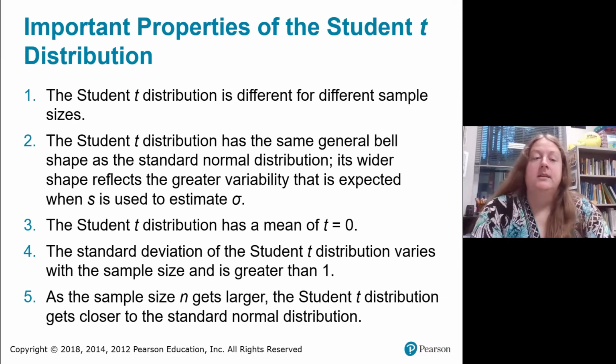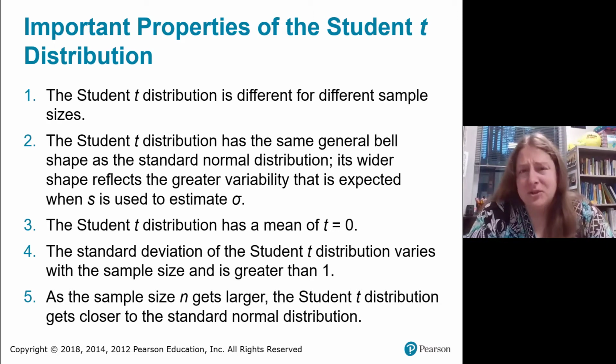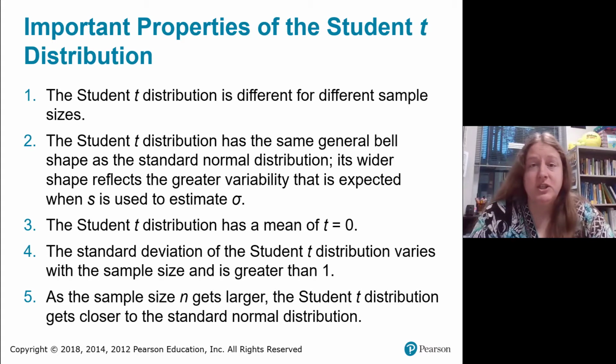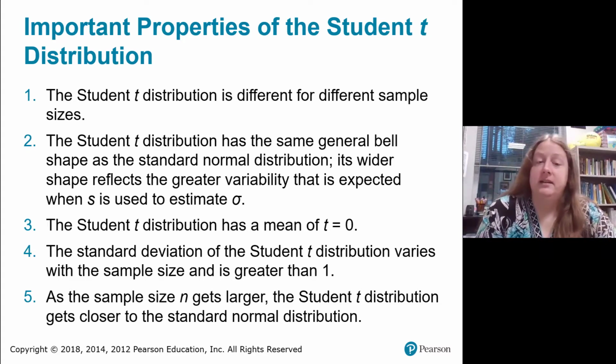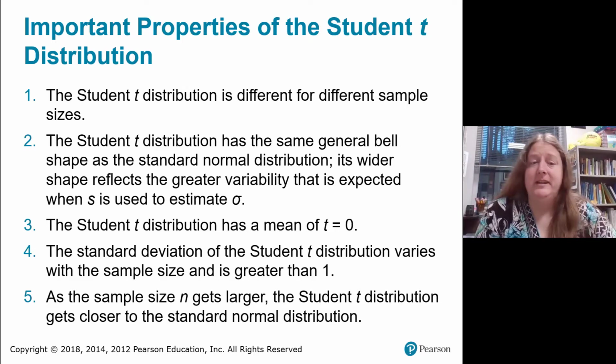If it's not, you get to say, can't do it. All right. The student t-distribution also hasn't changed since we first looked at it with confidence intervals. It is different for different sample sizes, and it has the same general bell shape of the normal distribution, but it's a little bit wider and a little bit shorter, and the standard deviation associated with it is larger. The mean is 0, the standard deviation is greater than 1, and as our sample size gets larger and larger, our degrees of freedom increase.